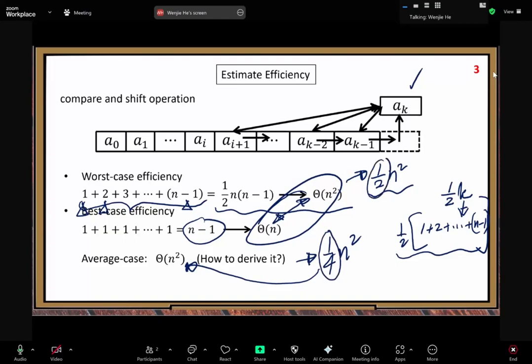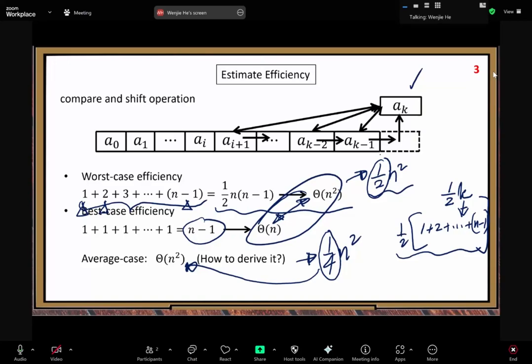Comparing with the worst case, you use 1/2 as the leading coefficient. So that's the efficiency analysis. Then we complete this insertion sort. You can see, pretty simple, right?